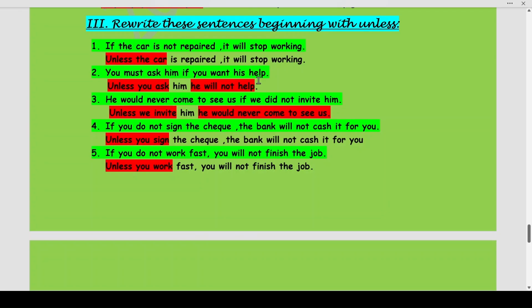You must ask him if you want his help. Unless you ask him, he will not help. He would never come to see us if we did not invite him. Unless we invite him, he would never come to see us. So the first part of the sentence will begin with unless, with a condition, depending on which the consequence or the result is seen. So this is how all these also have to be approached.